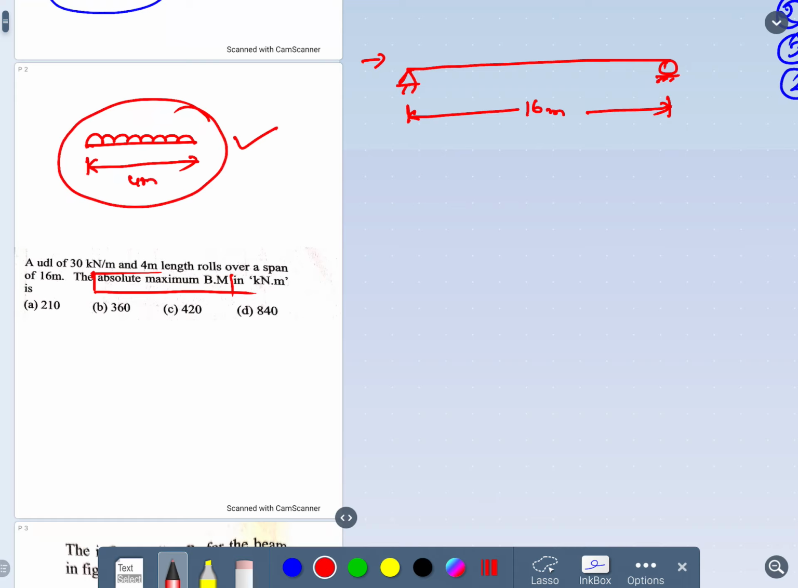In yesterday's class only I had given one chart on how to place the load with respect to UDL for maximum bending moment, for absolute maximum bending moment. According to that, I need to place this load exactly at the center. This is 8 meters and the remaining distance is 8 meters. Is it fine? So I am placing the uniformly distributed load upon this position, and the total distance is 4 meters. Exactly at the center I am placing it, which is 2 meters, and again 2 meters.